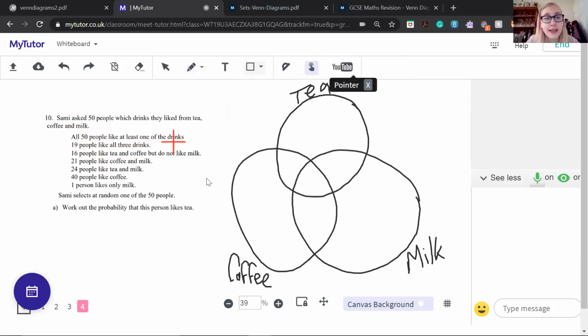Now, this is important. All 50 people like at least one of the drinks. That's good. It means that there's no outside box for us to actually do. They're all going to fit into one of the circles. Nobody likes none of them, right? So nobody goes outside.